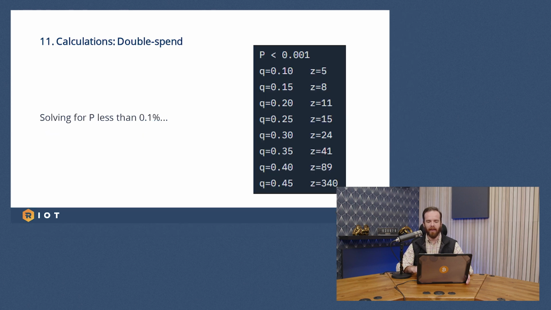And then if you're trying to achieve a certain amount of transaction finality, right? So if you're trying to achieve a probability of less than 0.001%, less than 0.01% of being double spent, then here, if the attacker has 10% of the hash rate, all you have to do is wait 5 blocks. So there's really not a lot of blocks you have to wait in order to achieve a pretty reasonable level of probabilistic transaction finality, which is all that the Bitcoin system guarantees you.